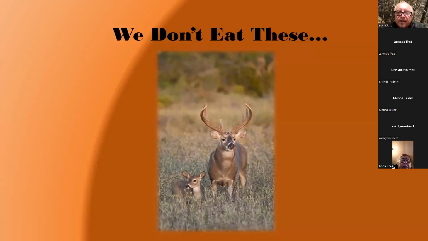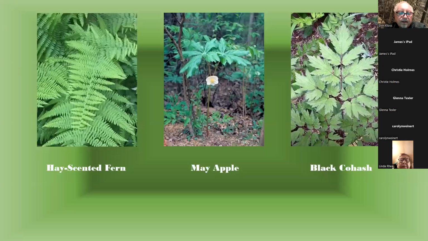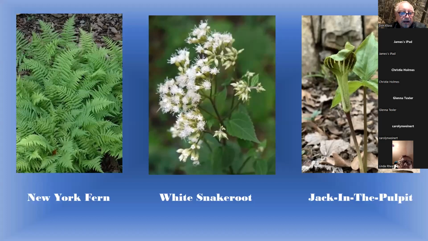Number one, there's a number of plants they don't eat. They don't eat the hay-scented fern. May-apples. They do not eat May-apples. They hate May-apples. They do not eat the black cohosh, which there is a lot of typically in our forests. And in some forests, there's a whole lot of May-apple also. They don't eat those. The New York fern, which is usually very abundant, they don't eat.